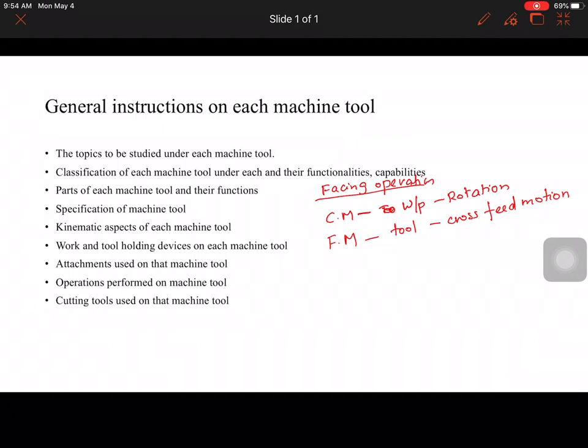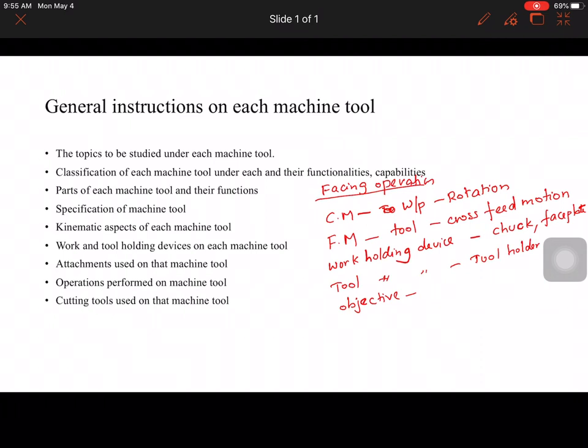So here you can also write what are the work holding devices. Usually this is chuck or faceplate, or there are other work holding devices that can also be used. What are the tool holding devices here? Tool holding devices are tool holder. Then what is the objective of this facing operation? What is the objective of the facing operation? The objective of the facing operation is to reduce the length of the work part.